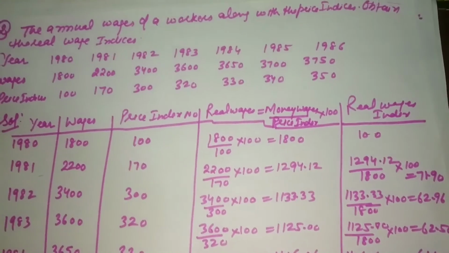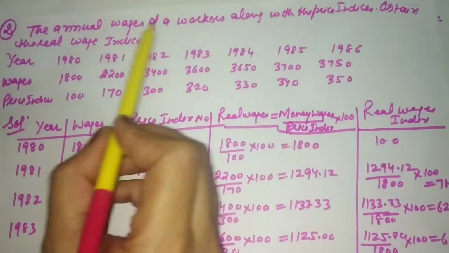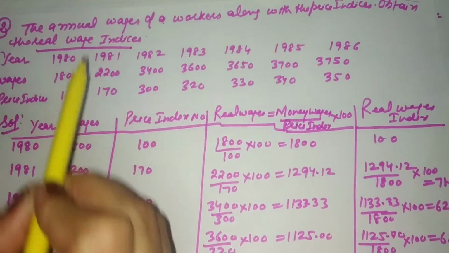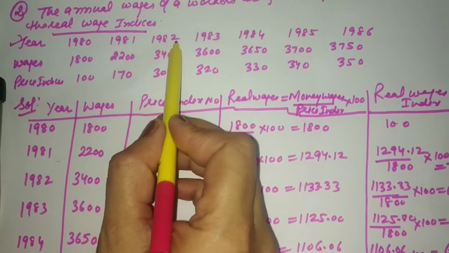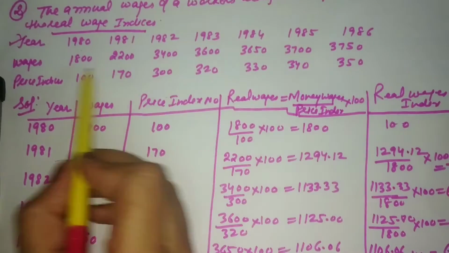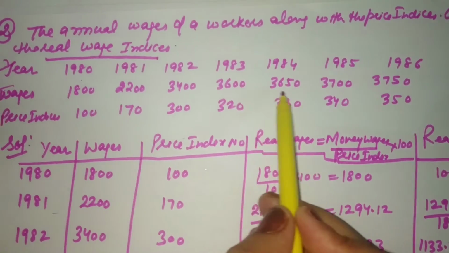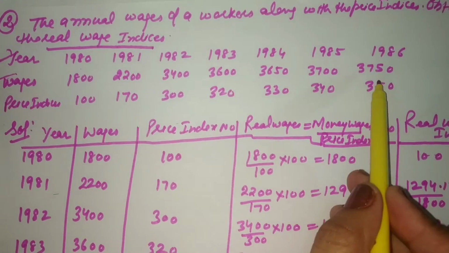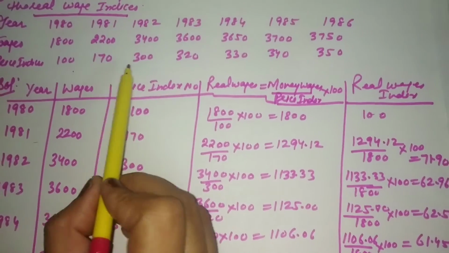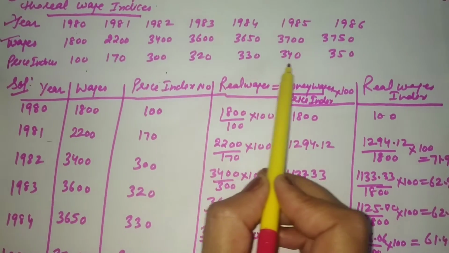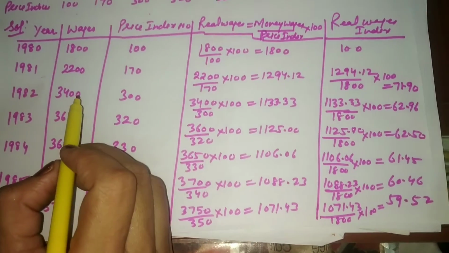In the statement, the annual wages of a worker along with the price indices are given. Obtain the real wages indices. That means the years are given: 80, 81, 82, 83, 84, 85, 86, and wages are given: 1800, 2200, 3400, 3600, 3650, 3700, 3750. Then the price indices are given: 100, 170, 300, 320, 330, 340, 350. So how do we obtain what is asked?